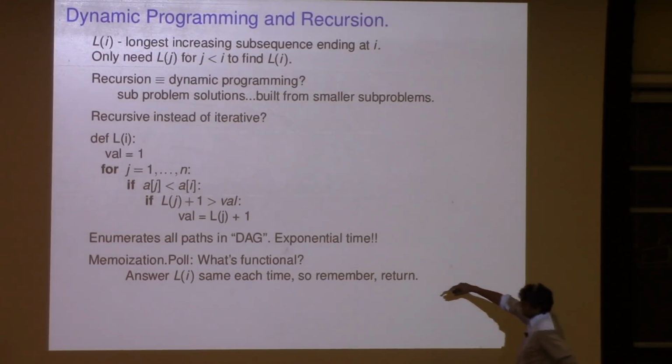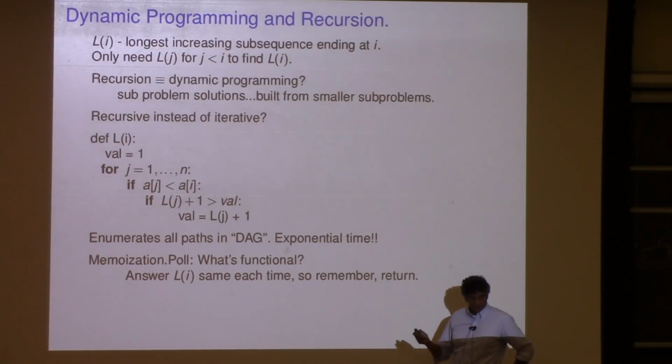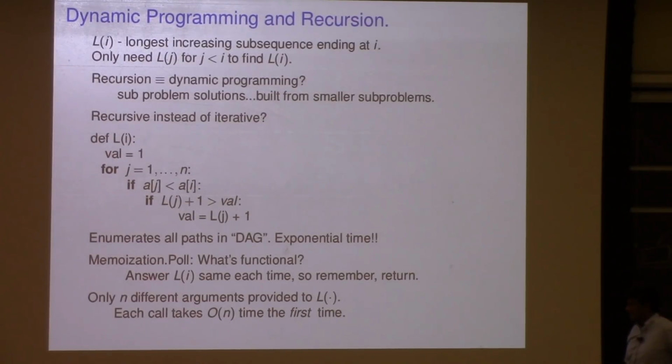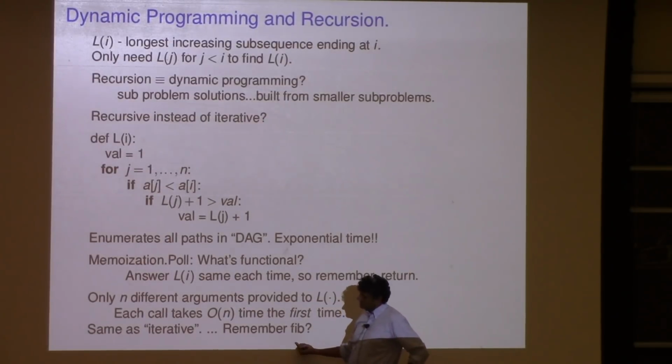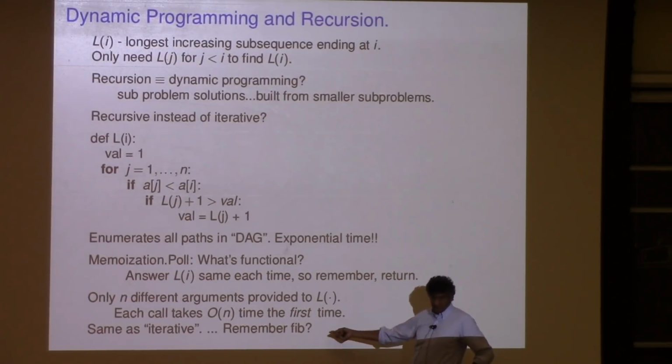But it's very important. In this context, the L of i answer is the same each time, so you just remember and return. You don't have to make the subroutine calls. There are only n different arguments provided to L, and each call takes order n time the first time. So it's the same as iterative. And this is exactly the same thing that fixes Fibonacci. You can write Fibonacci recursively, and as long as the compiler understands this is a functional program, it would actually run fast. It doesn't go slow.